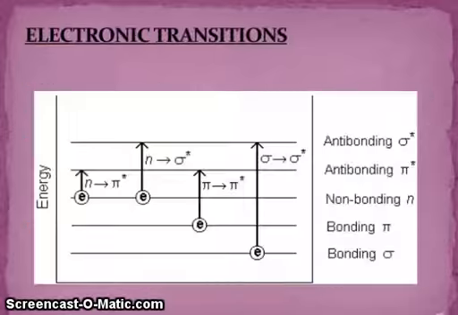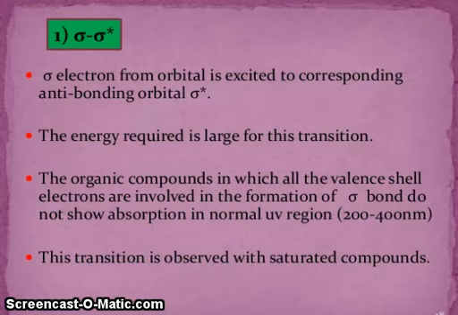So you can see the transitions: n to pi star, n to sigma star, pi to pi star, and sigma to sigma star. So sigma to sigma star transitions. A sigma electron from the orbital is excited to the corresponding anti-bonding sigma star orbital. The energy required is large for this transition. Organic compounds in which all the valence shell electrons are involved in the formation of sigma bonds do not show absorption in the normal UV region. So this transition is observed with saturated compounds.